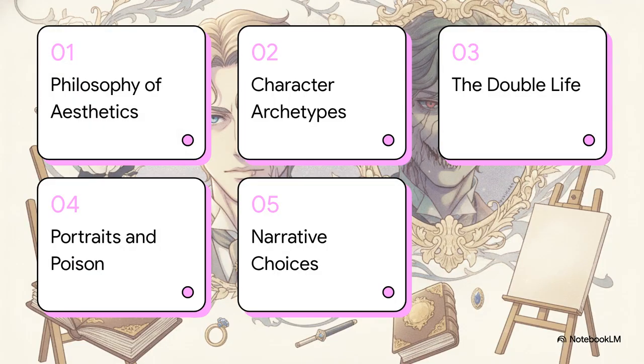Here is the roadmap for our explainer today. 1. The philosophy of aestheticism. 2. Character archetypes and motives. 3. Hypocrisy and the double life. 4. Symbolism, portraits, and poison. And 5. Decoding Wilde's narrative choices.